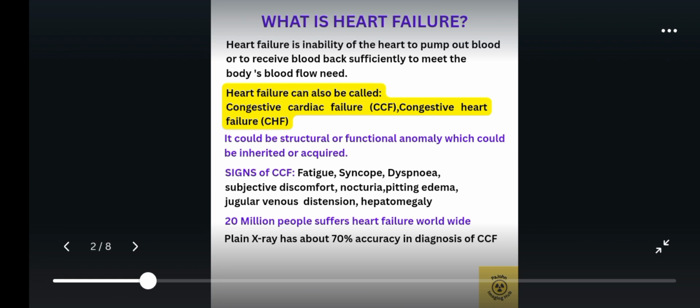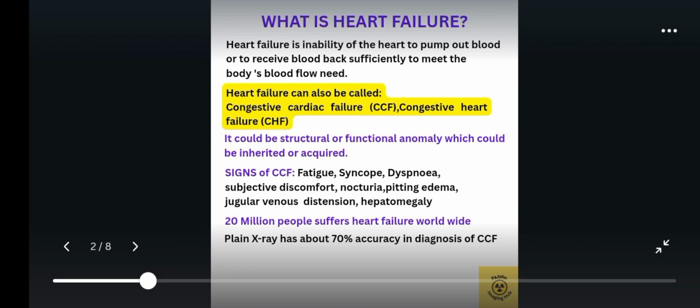There are signs of heart failure, and they include fatigue, syncope. Syncope means fainting or passing out, that is temporary loss of consciousness. And dyspnea, which is difficulty in breathing. Then the patient can have a subjective discomfort, a situation where only they can explain to you the kind of discomfort they're having.